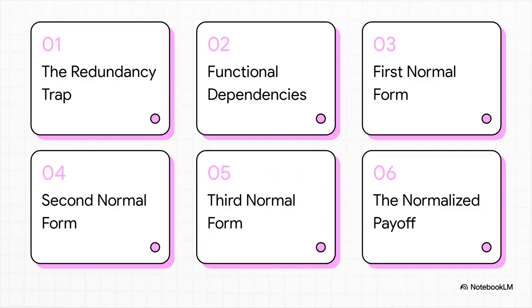First, we're going to meet the villain of our story. Then, we'll uncover the secret weapon we need to fight it. After that, it's a three-step process to get our data in shape, and we'll wrap up by looking at why all this work is totally worth it.